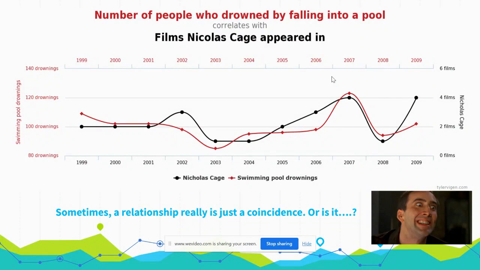And if you find enough random things, you can get a correlation, maybe even a strong correlation. So this is Nicolas Cage movies that he appeared in, so the number of films that he appeared in, with the number of people who drowned by falling into a pool. Sometimes relationships are just a coincidence.